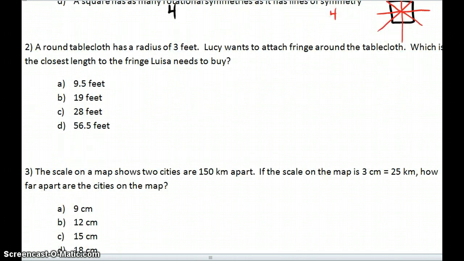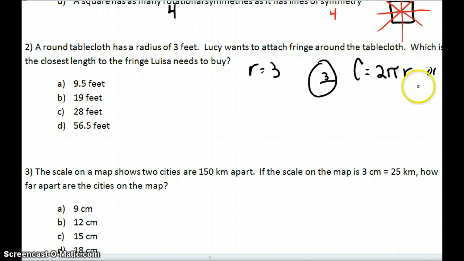Moving to number 2. A radius of 3. Remember, radius is from the outer edge to the center of the circle. We're looking for the distance around the circle. That means we're looking for circumference. And circumference is 2 pi times the radius, or pi times the diameter. Notice 2 times the radius is the same as the diameter.